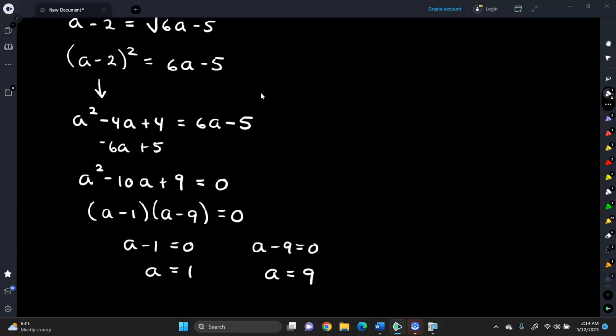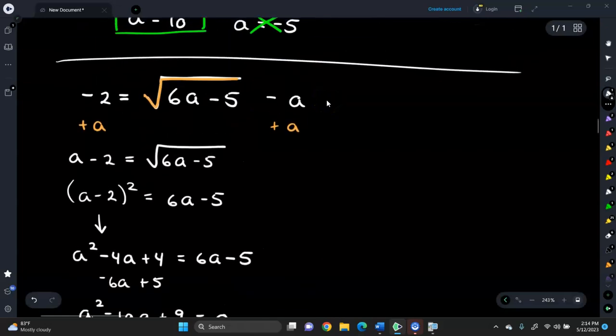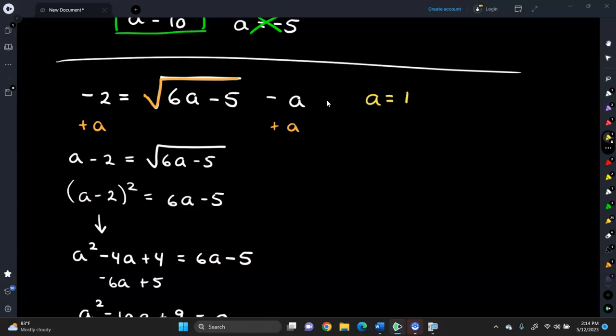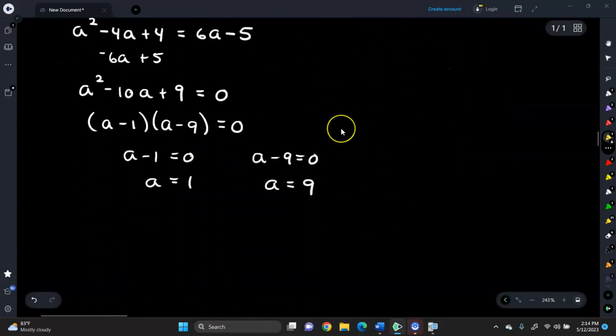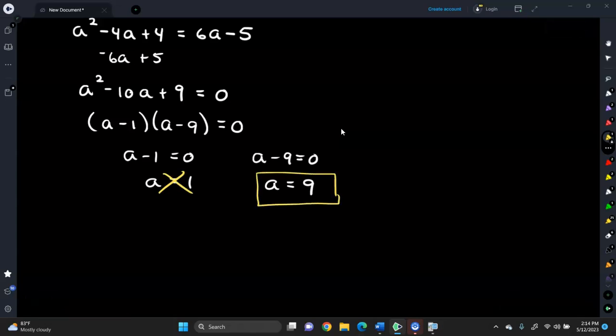Now when I check these, a equals 1 and a equals 9. The a equals 1 is not going to work. We get negative 2 equals the square root of 6 minus 5 minus 1. So that's negative 2 equals the square root of 1 minus 1. So we get negative 2 equals 0, which is not true. But a equals 9 will actually work. So a equals 1 didn't work, and a equals 9 does work. So there's that solution.